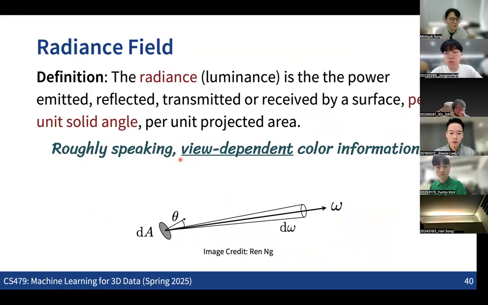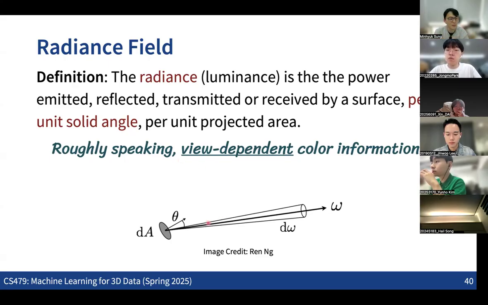So here, without getting into details, we're going to use the term radiance. This is a precise definition of radiance. You can also check out more details if you take a graduate-level graphics course. But roughly speaking, the term radiance is basically used as the view-dependent color. Then why do we care about using the view-dependent color?